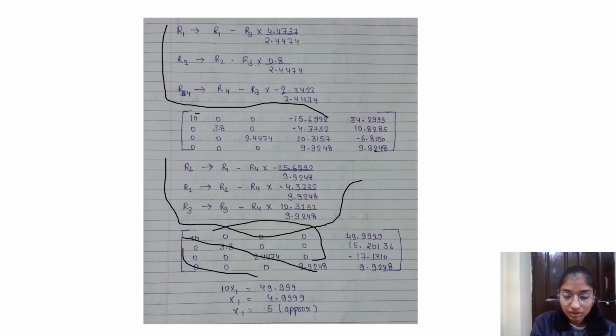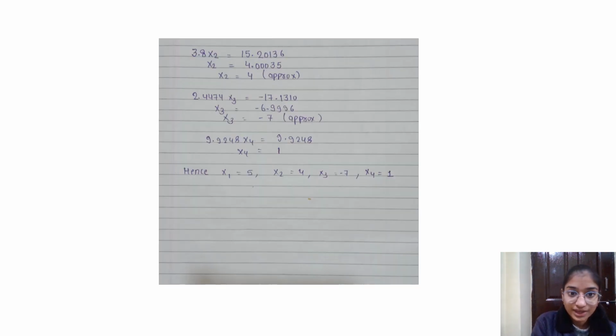And we get our values. x1 equals 5, x2 equals 4, x3 equals -7, and x4 equals 1. This is our Gauss-Jordan algorithm for solving a system of simultaneous equations.